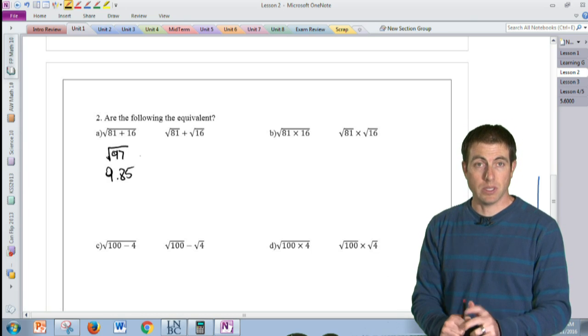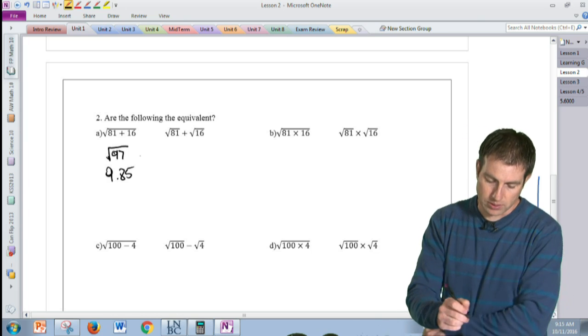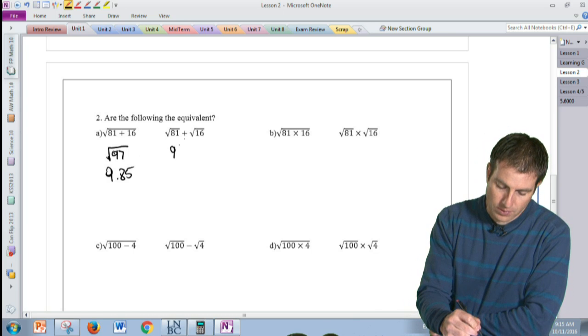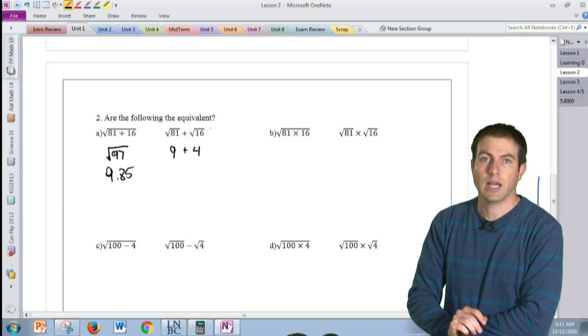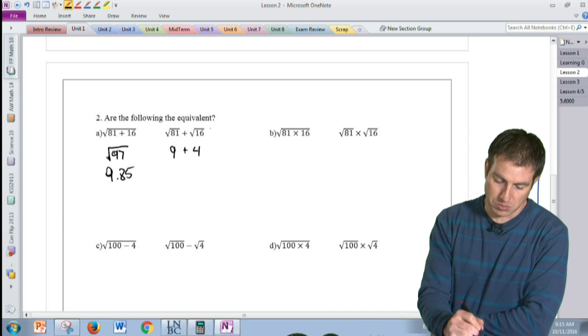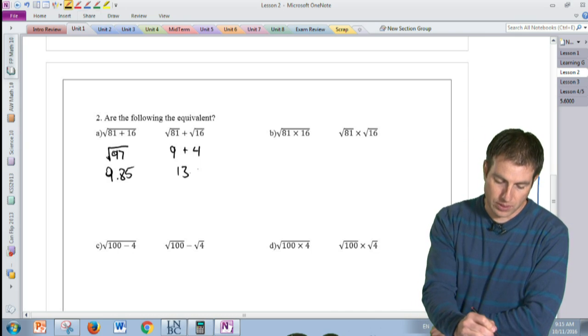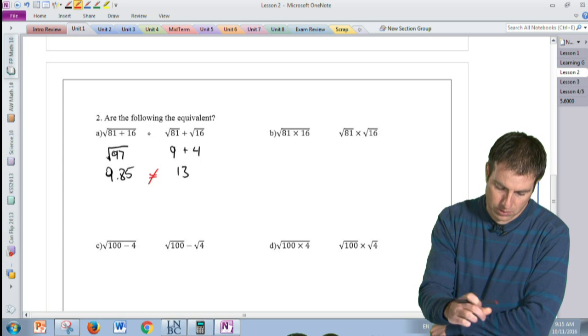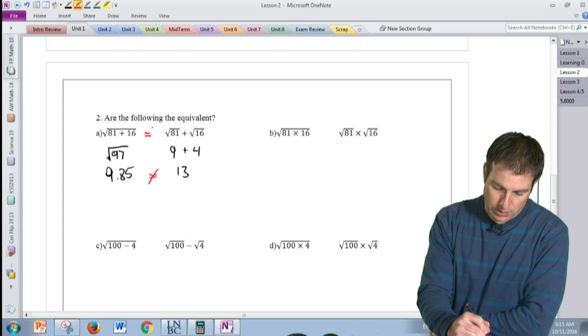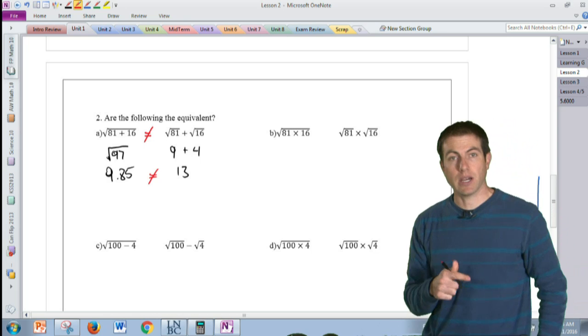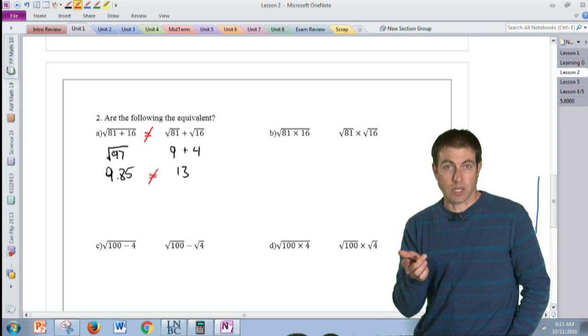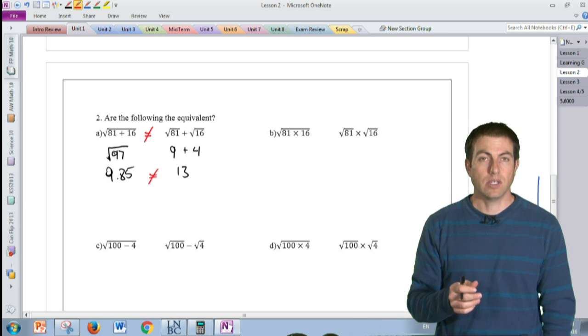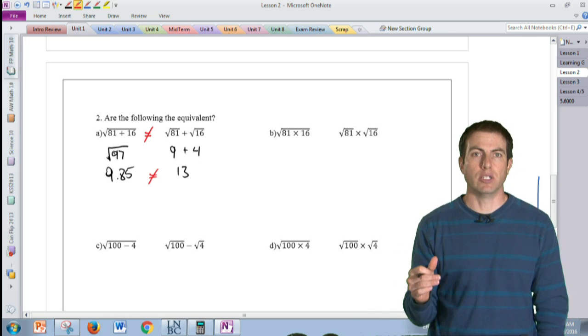Now let's do them separately. The square root of 81, we know what that is, it's 9. And the square root of 16 is 4. Those are two perfect squares. 9 and 4 added together gives me 13. So these things are not equal. That means whatever we started with is not equal. If I'm adding something under a radical sign, it's not equivalent to adding the two individual things.